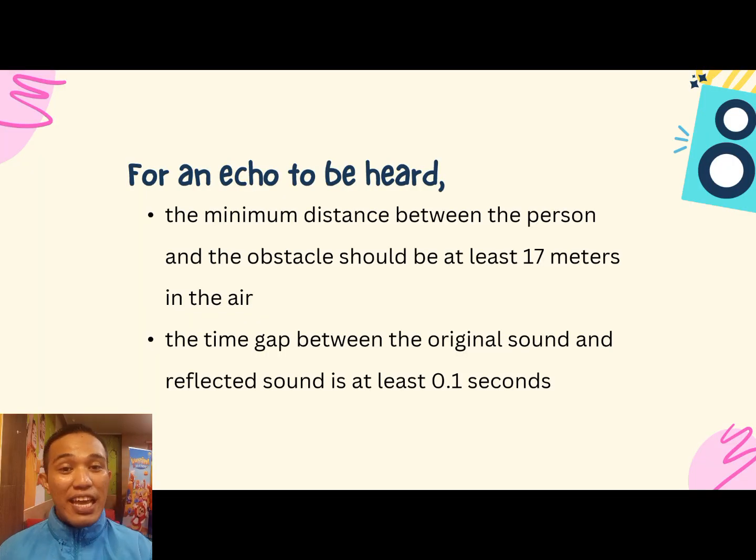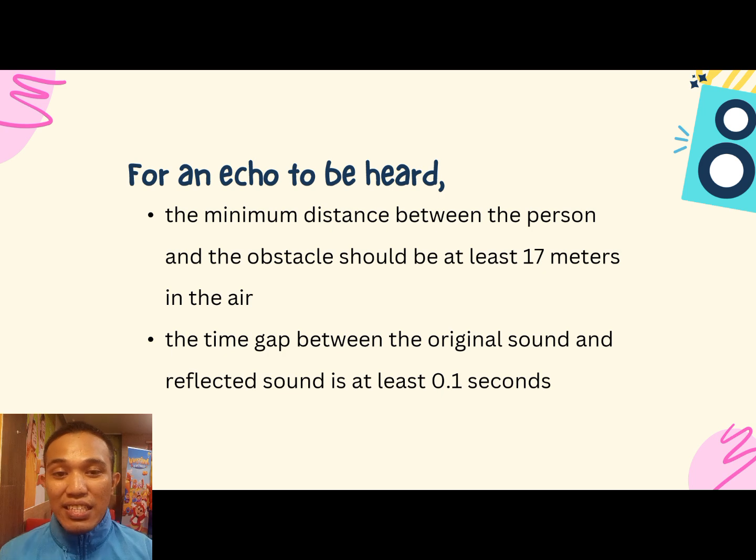Keep in mind that for an echo to be heard, the minimum distance between the person and the obstacle should be at least 17 meters in the air. And the time gap between the original sound and the reflected sound should be big enough, at least about 0.1 seconds, so that we can hear an echo. When the gap is less than 0.1 seconds, the phenomenon of reverberation takes place, in which we prolong sound due to the merging of multiple echoes.